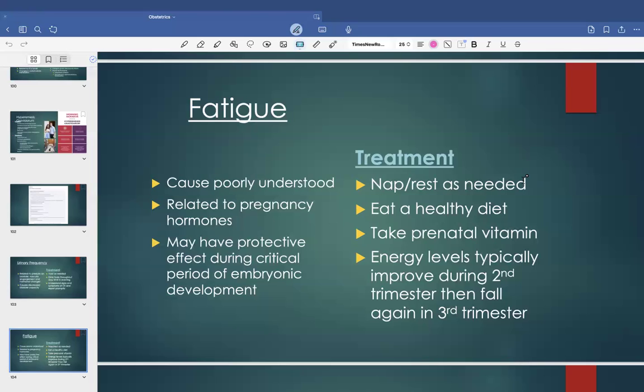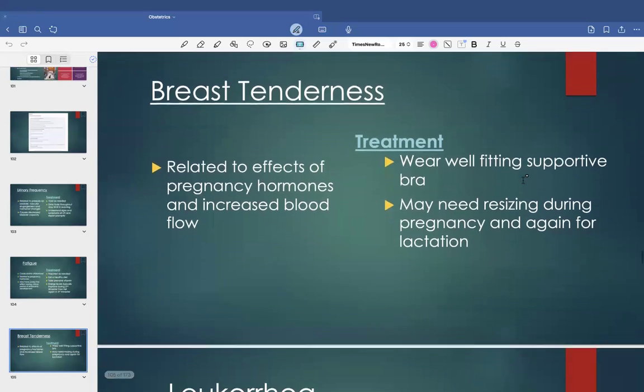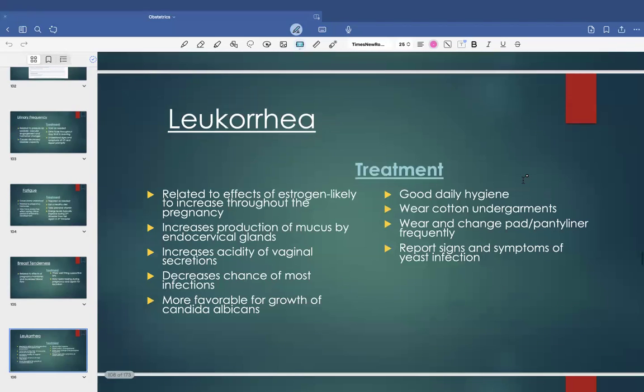So you want to recommend good daily hygiene, wear cotton underpants or undergarments, wear and change a pad or panty liner if needed. Report signs and symptoms of a yeast infection. They need to be aware of what the signs and symptoms of a yeast infection are so they can know what the difference is.